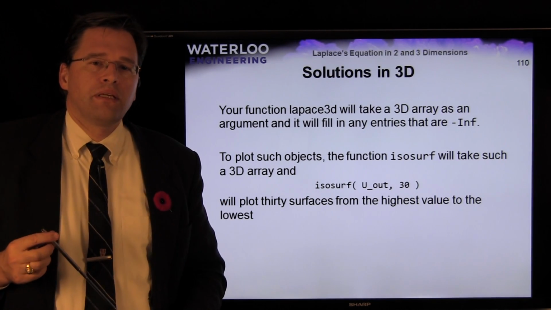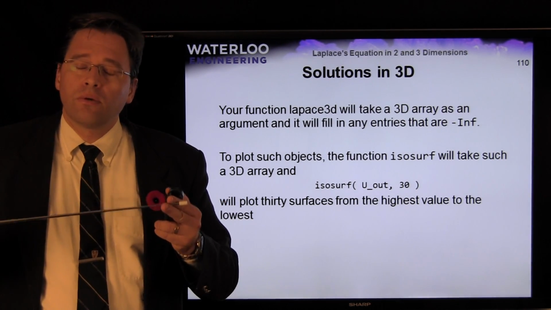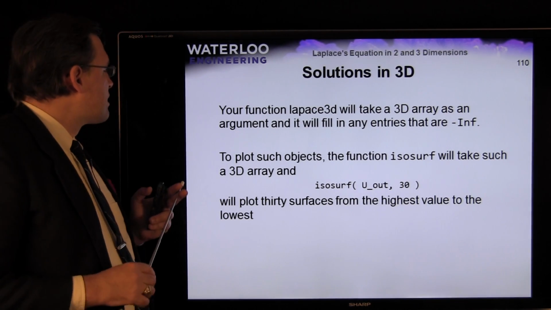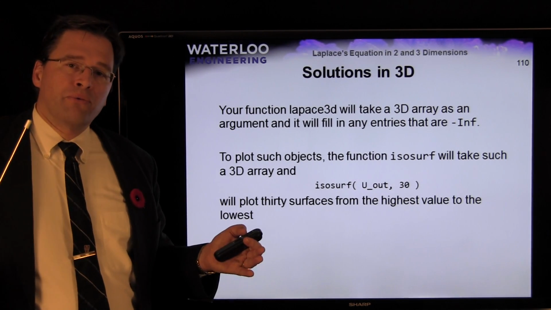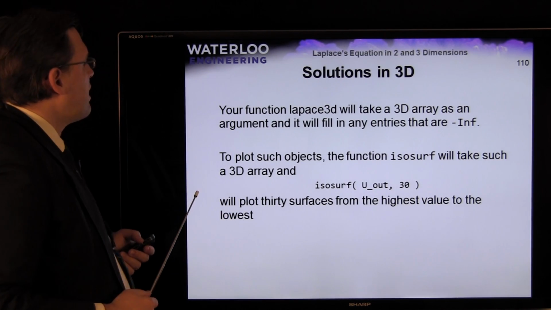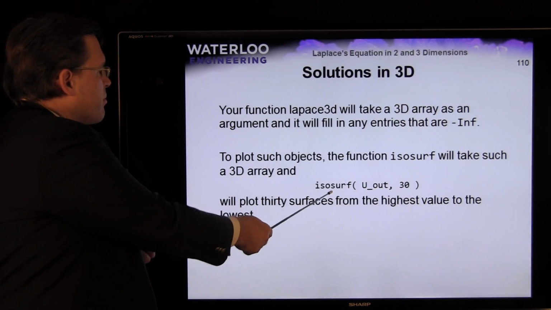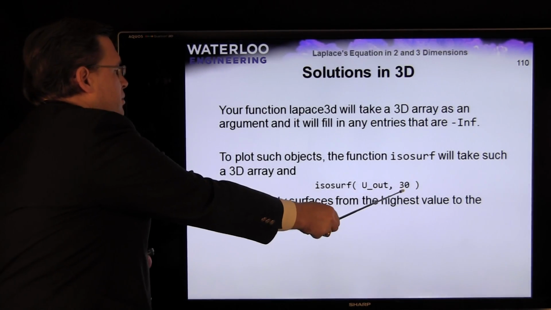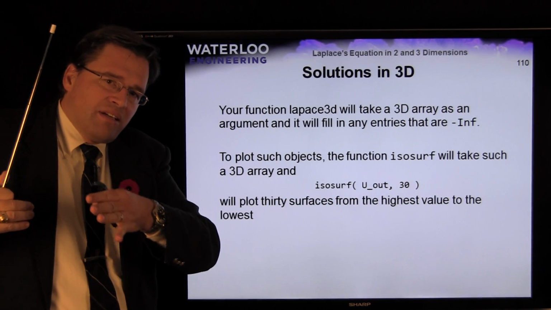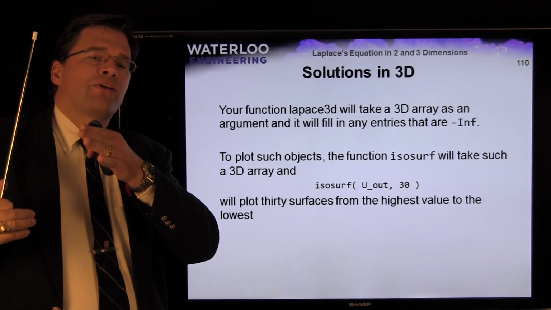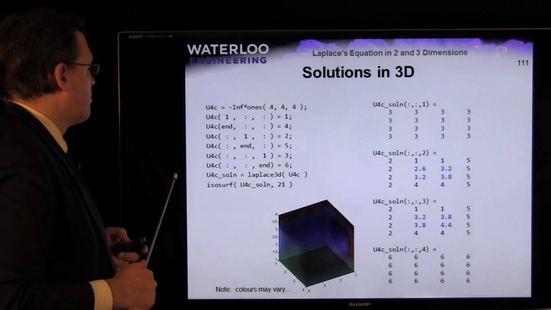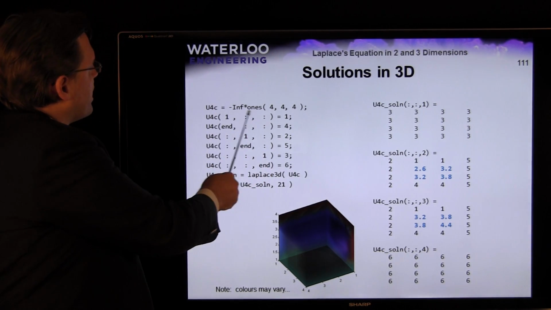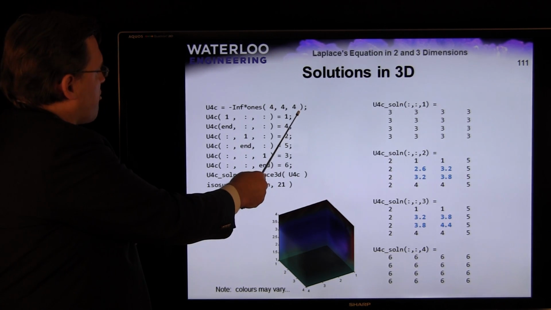All right. In 3 dimensions, we can't use a matrix. We need more than a matrix. So basically, we're going to discuss how to create 3-dimensional arrays, and we're also going to be able to visualize them with the function isosurf. In this case, isosurf will map out 30 surfaces that are of equal value throughout that matrix. So here, we're going to create an array of size 4 by 4 by 4.